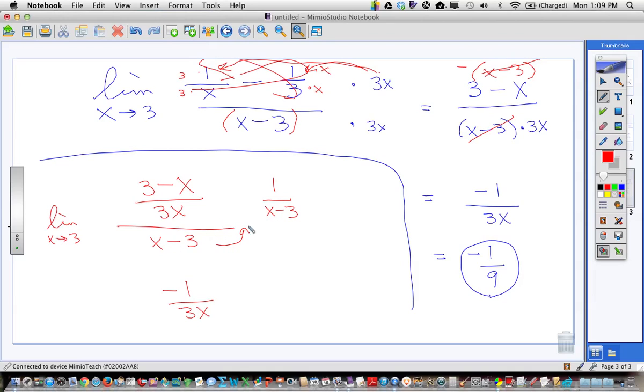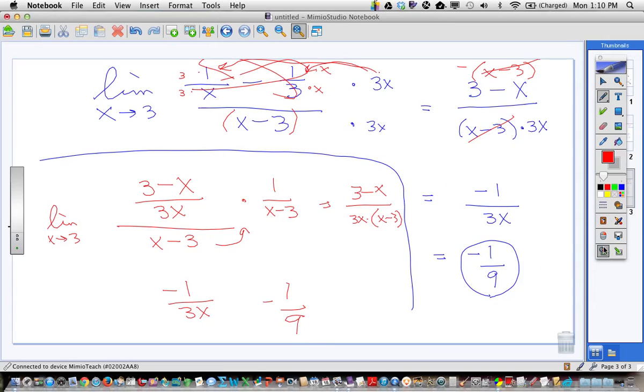So I invert that and multiply. I take my x minus 3 up here, invert and multiply, and I have the same thing. I end up with 3 minus x on top, and on the bottom, I have a 3x times a quantity x minus 3. And I can cancel those. If I pull out a negative, I end up in the same place, -1/9. Okay? So common denominator, we're clearing out that. There you go. Those are the algebra ones. Factor, cancel. We did a conjugate one. We just did a common denominator.